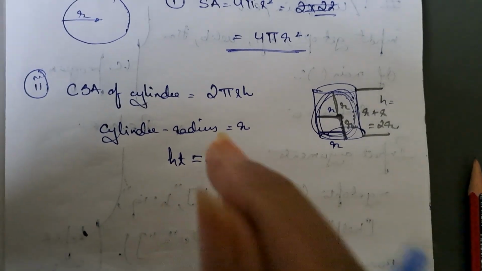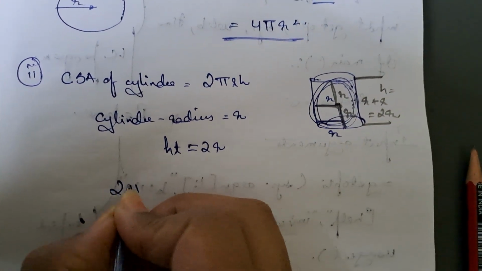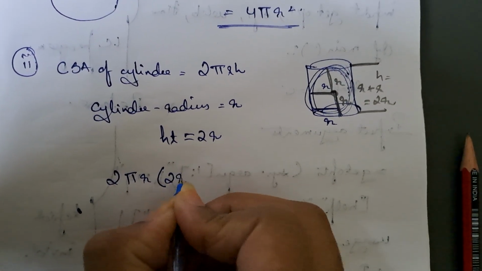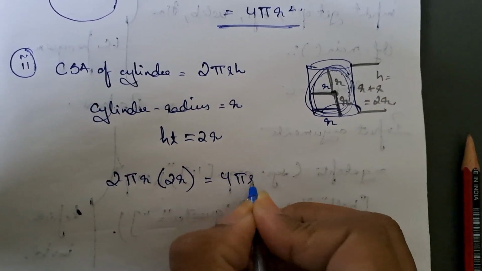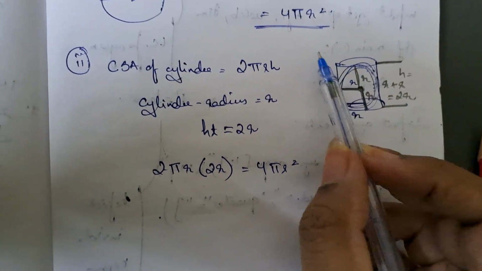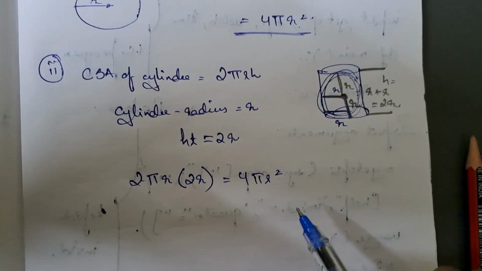Very good. Then I'm going to start substituting in here. So 2 pi r into 2r is what I'm going to get here. So that goes to 4 pi r square. This is what I have in here.